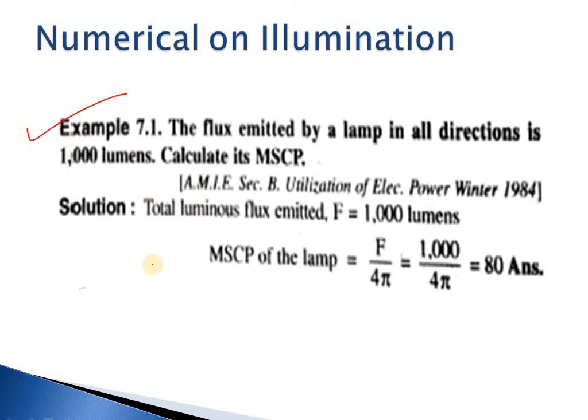So, our first problem is: the flux emitted by a lamp in all directions is 1000 lumens. Calculate its MSCP. So, the total luminous flux emitted is F, which is 1000 lumens. Now MSCP will be the total luminous flux emitted divided by 4 pi. So 1000 divided by 4 pi, that is 80, is the MSCP. Okay.